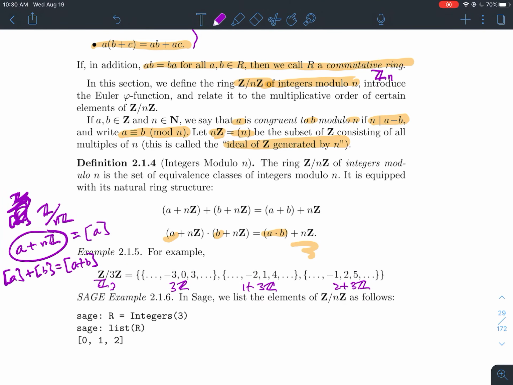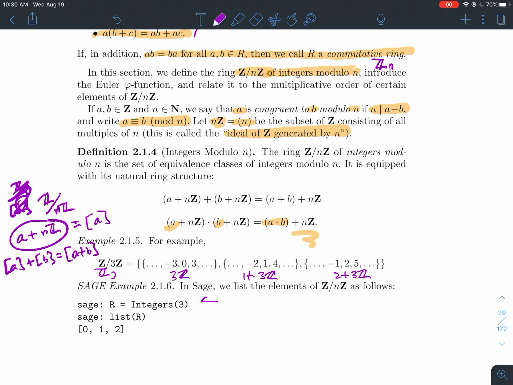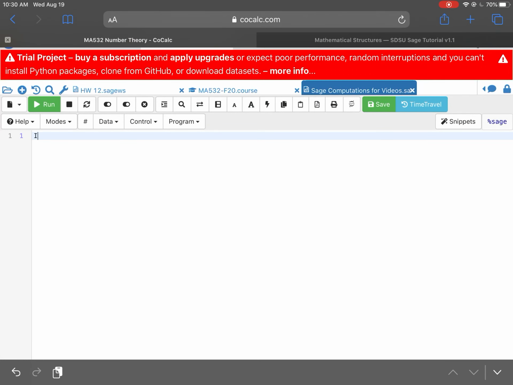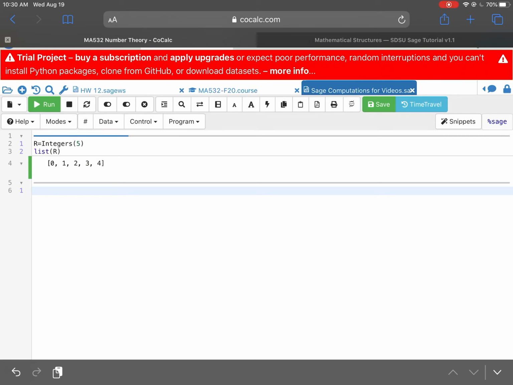Similarly, Sage can do some of this stuff for you. So you can tell Sage that I'm going to play with the ring of integers mod 3. I can list the elements here, and it should spit those out. And what I'd like to do is go to Sage and just show you something kind of similar. So if I said R is equal to, integers 5, say, and let's do list R, and it spits out 0, 1, 2, 3, 4.